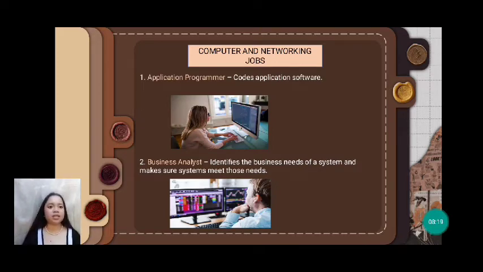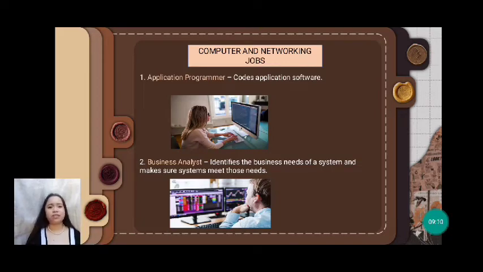So let's go now to number 2, the business analyst. A business analyst is the one who identifies the business needs of a system and makes sure systems meet these needs. The business analyst is in charge of identifying the business needs and personnel that are needed in system development. Also, a business analyst evaluates past and current business data with the primary goal of improving the decision-making process within organizations. In short, they are the ones who provide solutions to business problems.